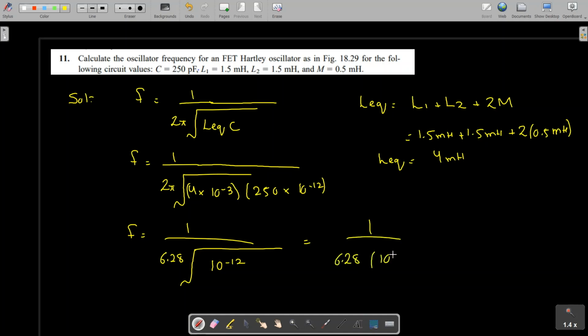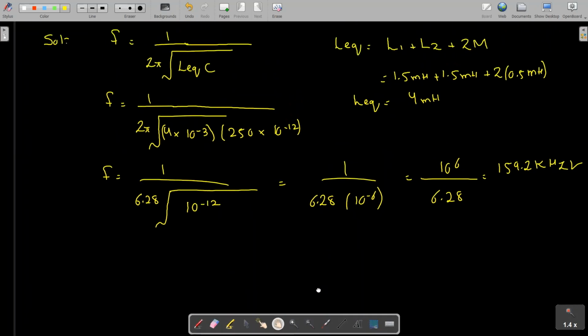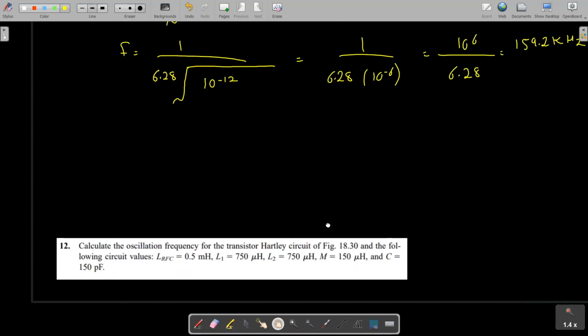10 raised to power minus 6, and I can move this 10 raised to power minus 6 to the numerator. We are going to have 10 raised to power 6 divided by 6.28, and this comes out to be 159.2 kilohertz, because it's frequency, so we are going to have hertz, so this is 159.2 kilohertz, and that's the frequency of oscillation of this Hartley oscillator.